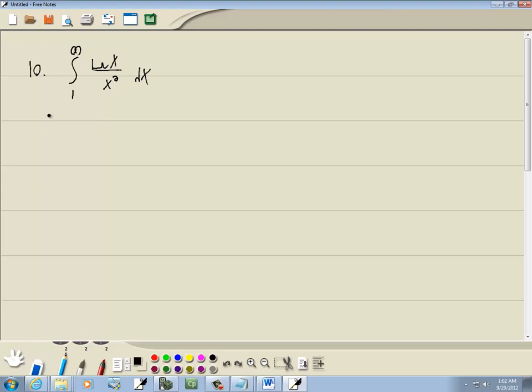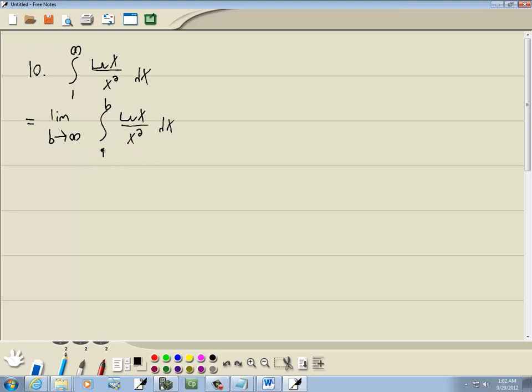I meant for this one to be easy, and it came out hideous, but that's okay. Limit as b goes to infinity, and then 1 to b, and then natural log of x, 1 over x squared dx.